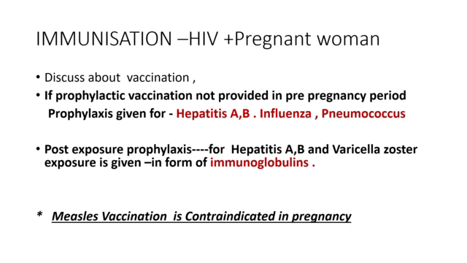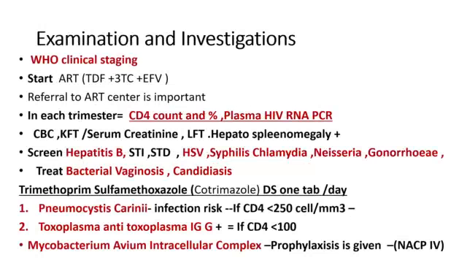Immunization advice should be given for all HIV positive pregnant women. If prophylactic vaccination was not provided in the pre-conception period, then hepatitis A, B, influenza and pneumococcus prophylaxis is given in pregnancy. Post-exposure prophylaxis is required if the patient comes in contact with hepatitis A, B or varicella zoster exposure. This prophylaxis is given in the form of immunoglobulins, which are given through the IV route. Vaccination for measles is contraindicated in pregnancy, in all pregnancies, and of course in HIV cases also.